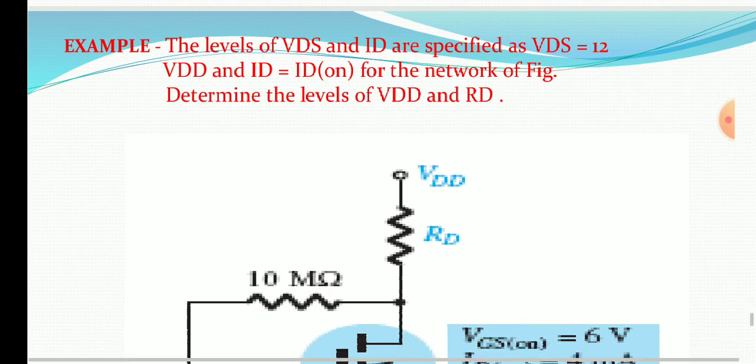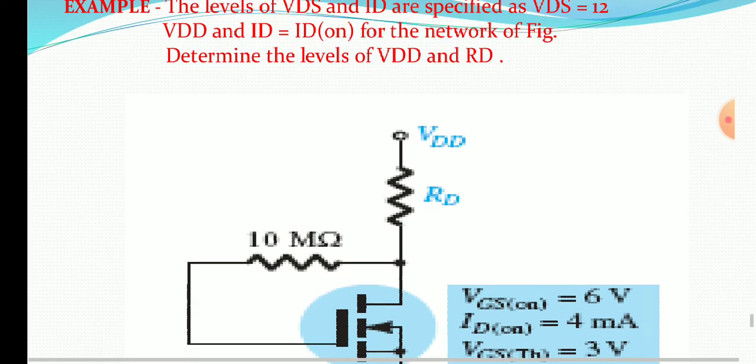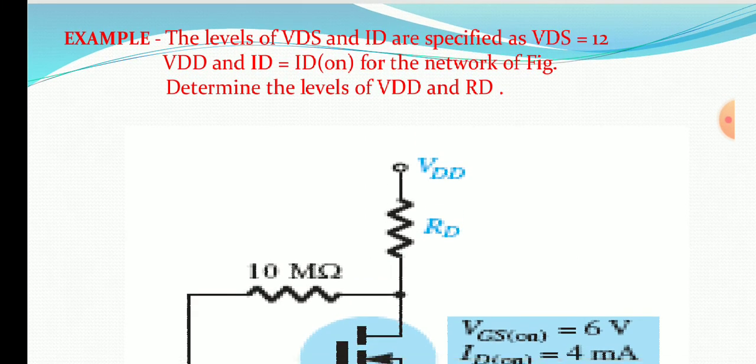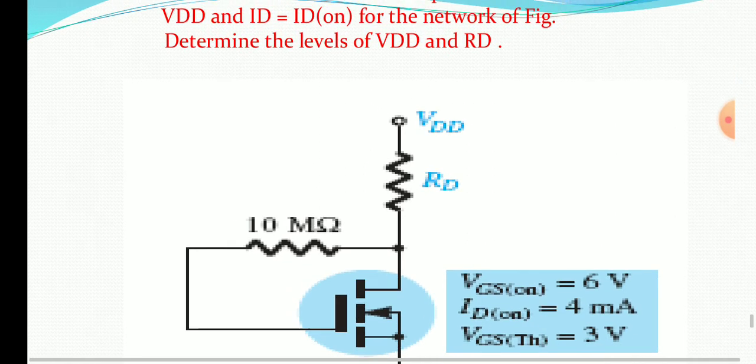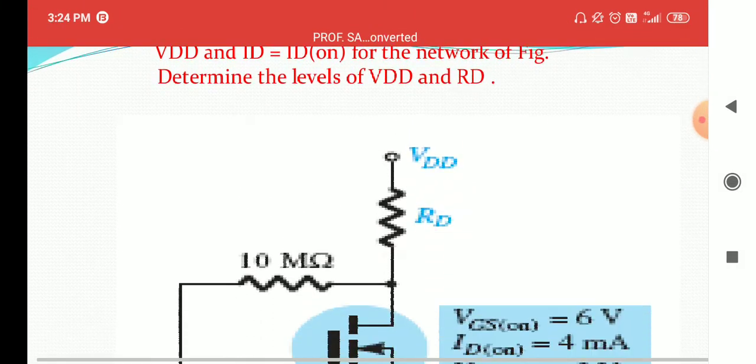The levels of VDS and ID are specified as VDS equals 12 volt, VDD and ID equals ID on for the network of the figure, and determine the level of VDD and RD. Here we have to calculate VDD. So VGS on is 6 volt, ID on is 4 milliampere, VGS TH is 3 volt. So this is an enhancement type MOSFET. The value of RG is given as 10 mega ohm, VDD and RD are not given, we have to calculate the values, and the internal parameters are specified.